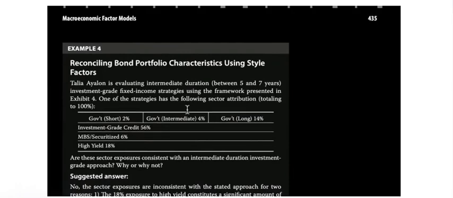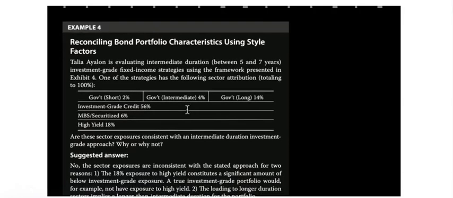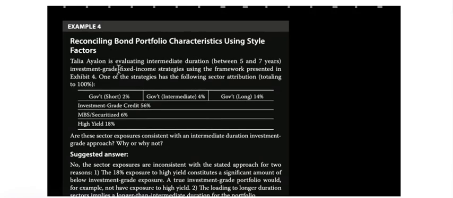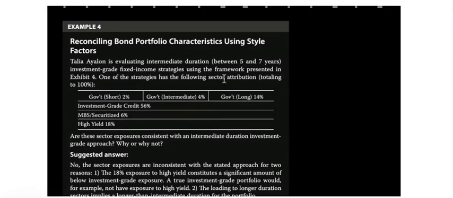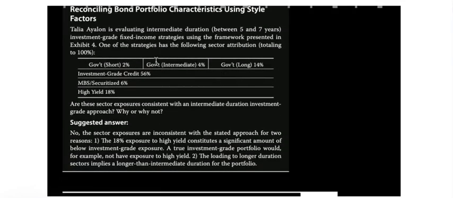For example 4, reconciling bond portfolio characteristics using style factors. Talia Ayalon is evaluating intermediate duration investment grade fixed income strategies. Intermediate duration, that's between 5 and 7 years, investment grade fixed income strategies using the framework presented in Exhibit 4. One of the strategies has the following sector attribution. So let's first of all see what we have. 2% and 4 is 6, plus 14 is 20, and 56 is 76, 6 is 82, 18 is 100. So these are our betas.